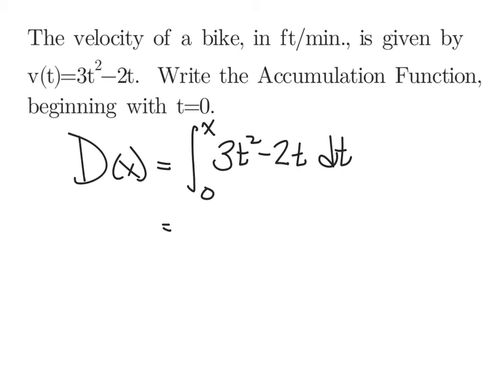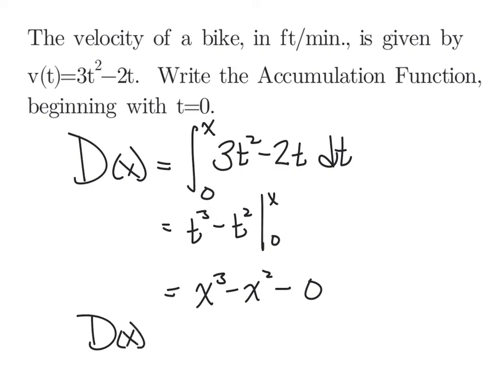I do want you to actually evaluate this definite integral. So we take the integral of 3t squared minus 2t, and that would be t cubed minus t squared, evaluated from 0 to x. So we plug x in, and we'll get x to the third minus x squared, and then subtract off when we plug 0 in, and that's 0. So our accumulation function is d of x is equal to x cubed minus x squared.